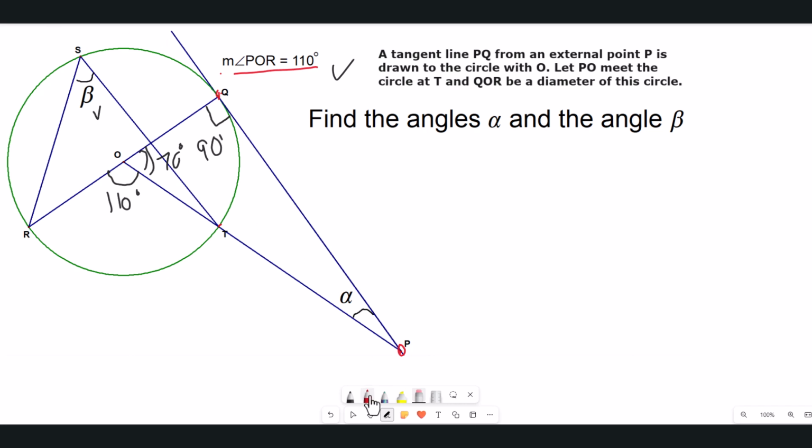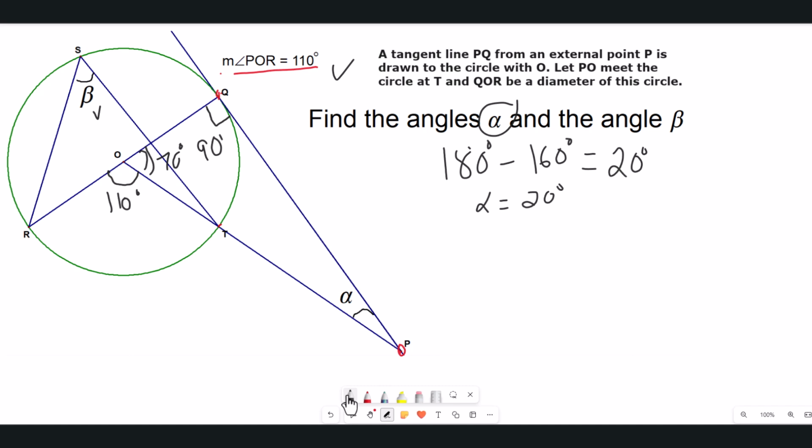So what will alpha be then? Alpha will be 90 plus 70 is 160. So if I subtract 160 from 180, that will simply be 20 degrees, right? So alpha becomes how much? 20 degrees. So at least this part is done.